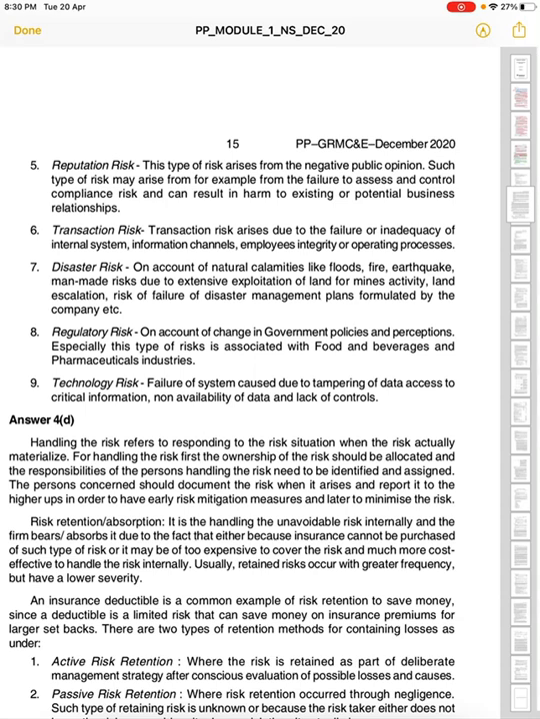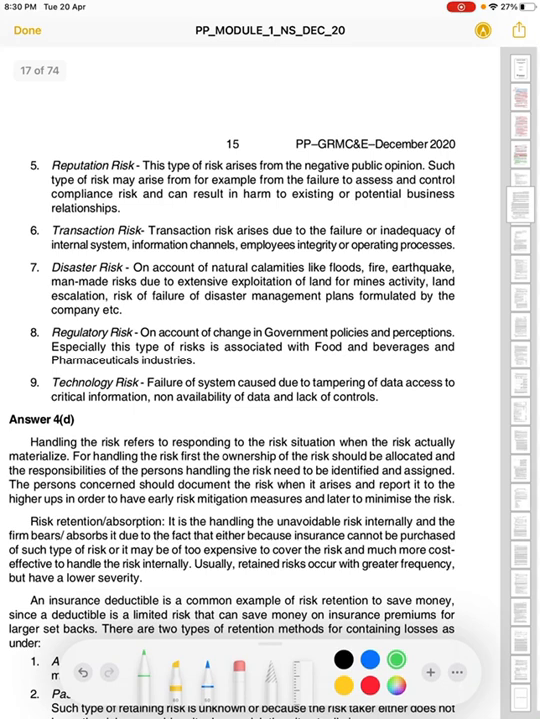So reputational risk, we know that this type of risk arises from negative public opinion, and it could also lead to business failure. Then we have transaction risk that may arise due to failure or inadequacy of internal systems and information channels. For transaction risk, we have internal system inadequacy, information channel inadequacy, and employee integrity, which could also lead to this transaction risk and operating process risk.